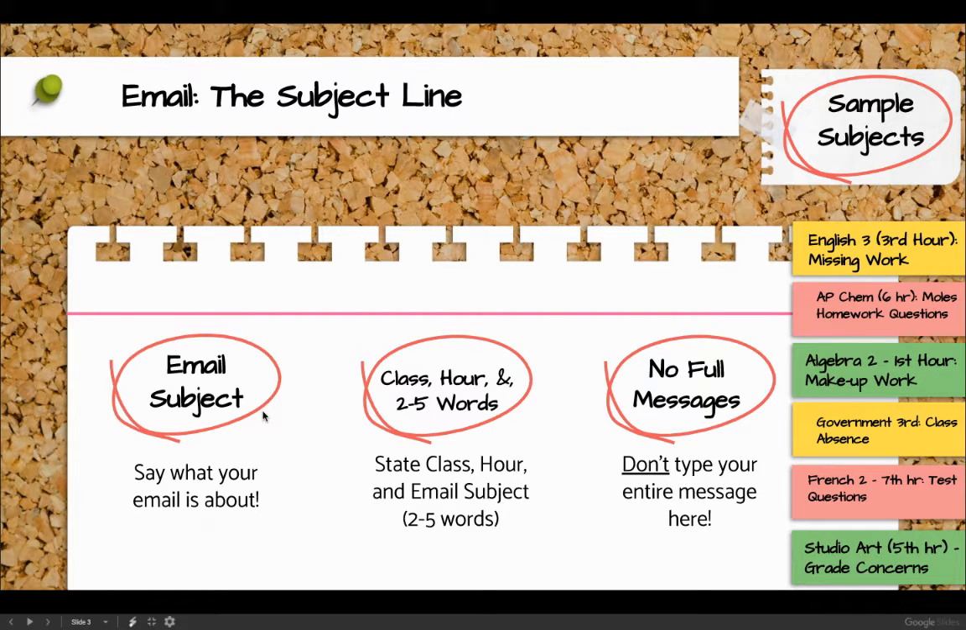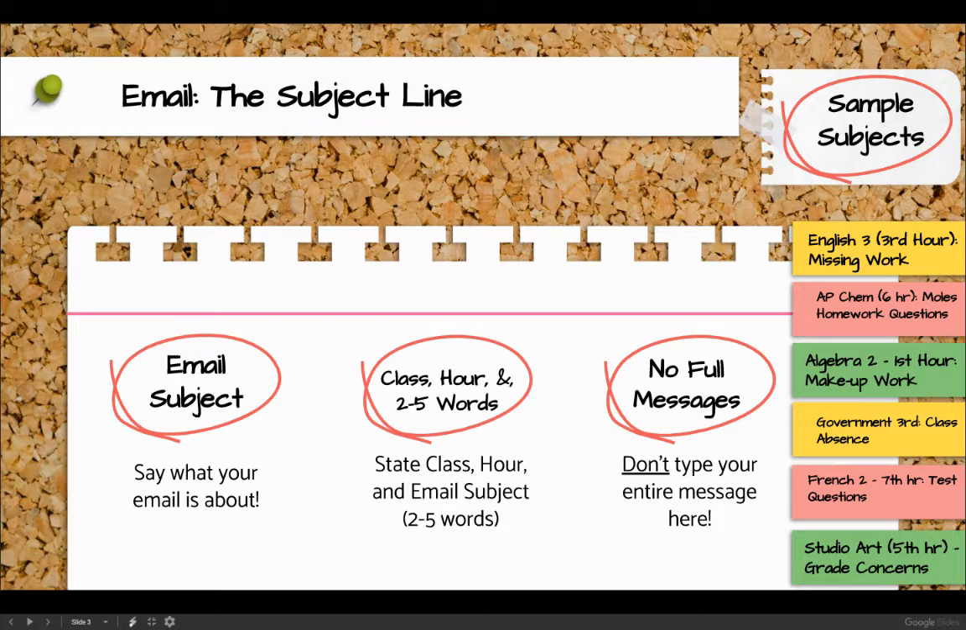So your subject should say what your email is about. Don't put a whole sentence. It is very, very helpful for your teacher if you put your class. Lots of teachers here at Norman High teach more than one class. So maybe they teach Algebra 2 and they teach Geometry and maybe Algebra 1. So make sure that you put what class you're actually emailing about. That way you get a faster response from your teacher.